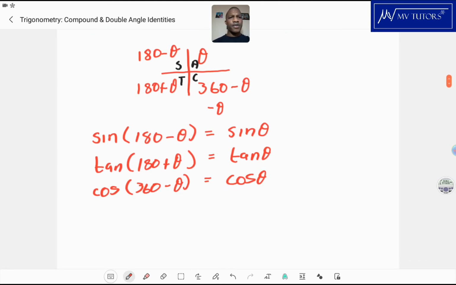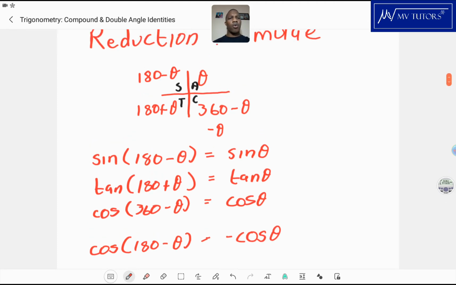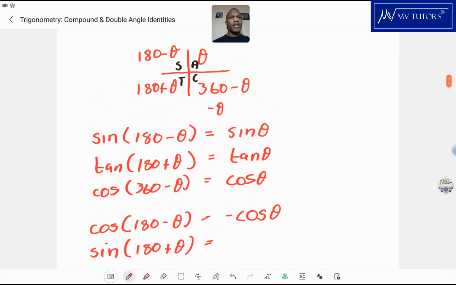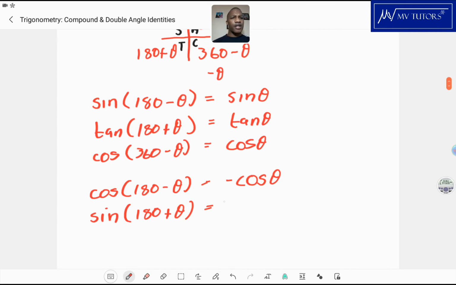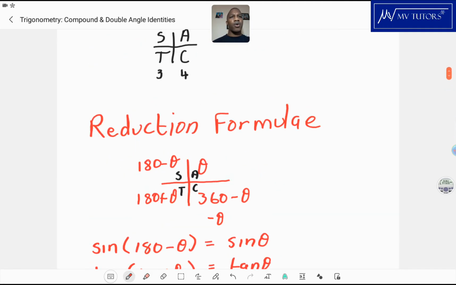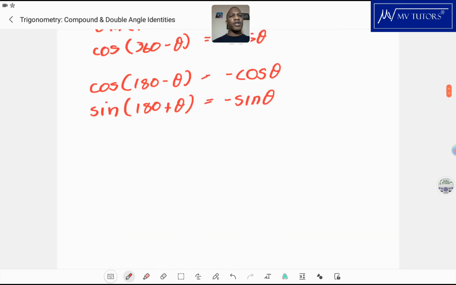So for example, if instead of sine we put cos of 180 minus theta, that's going to be equal to minus cos theta, because in this quadrant cos is actually negative. Even if we say sine of 180 plus theta, the only one that's positive in this third quadrant is tan, so sine is going to be negative. And so on and so forth. That's what we call the reduction formulae.